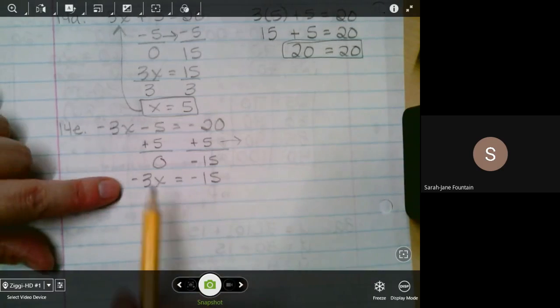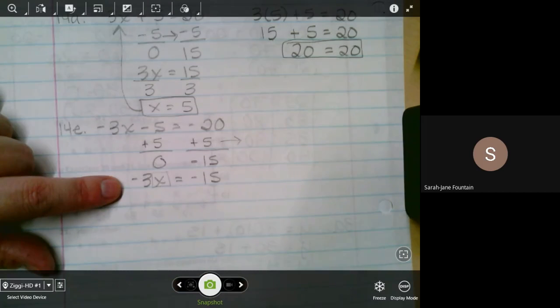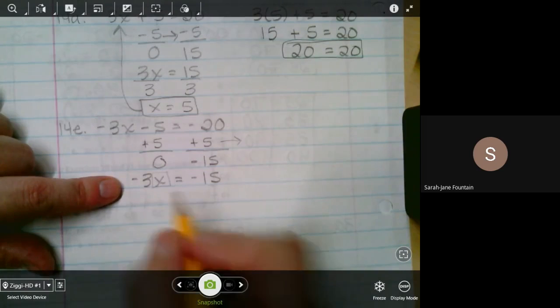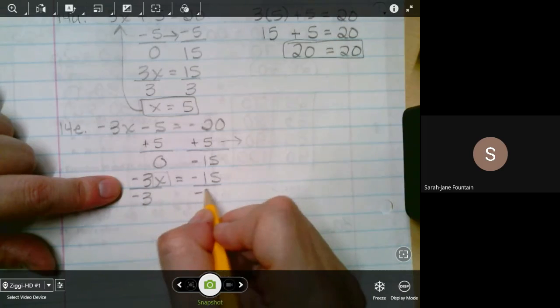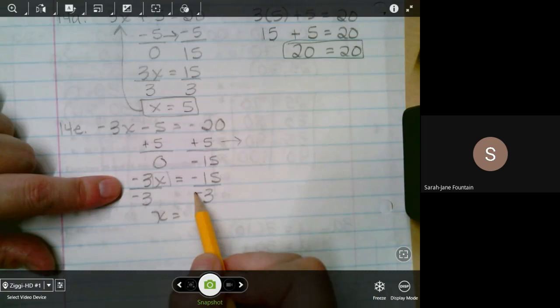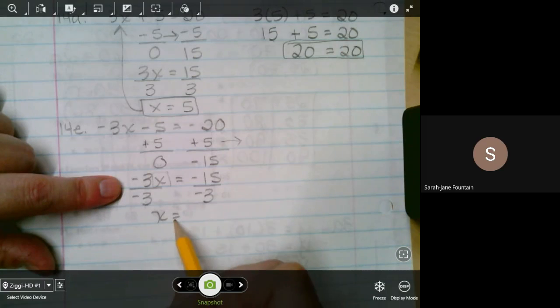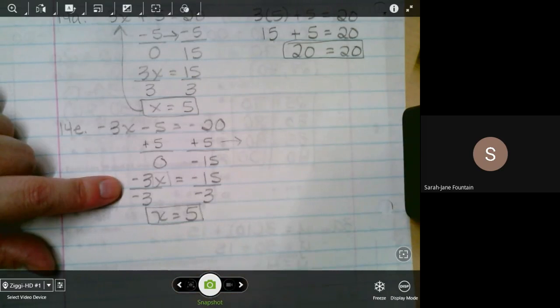What do I have left? I want to get x by itself. Right now, x and negative 3 are being multiplied together. To get rid of that negative 3, I have to divide by negative 3. And when I have a negative and a negative, they equal a positive. So I have positive x equals positive 5.